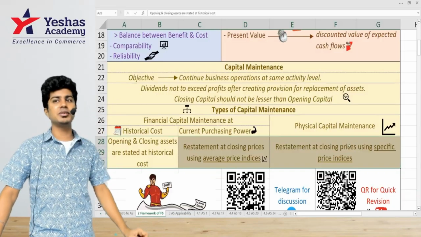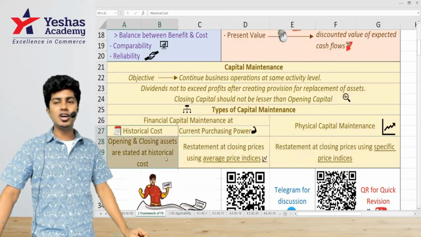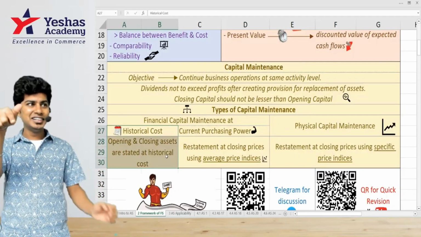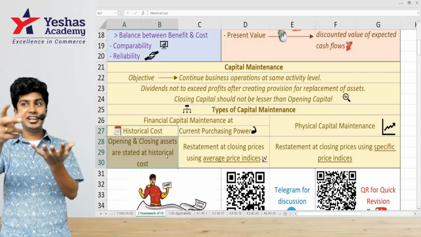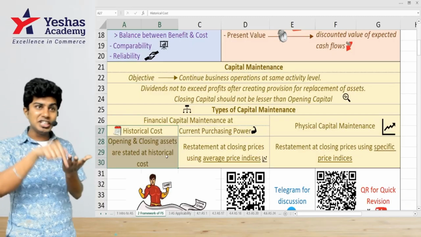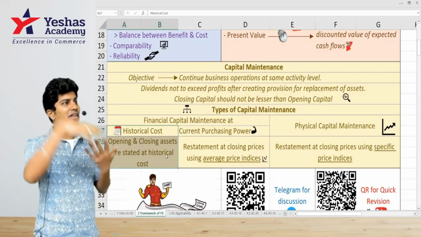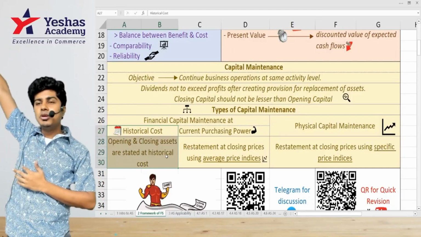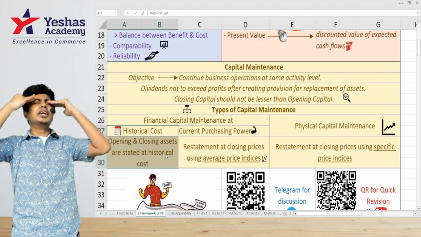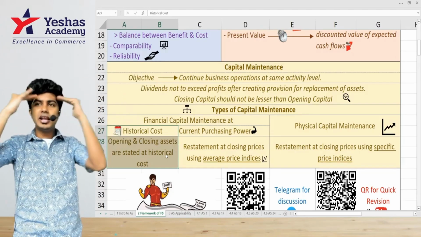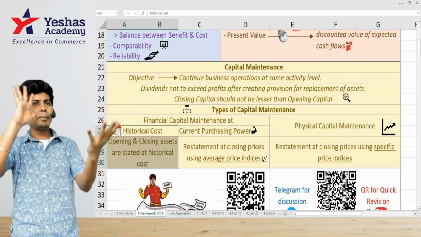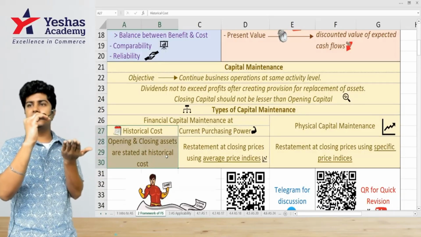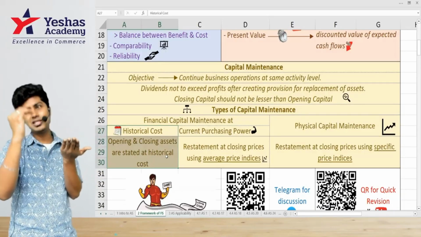Come back here, historical cost. I told you 10 rupees per kg we bought inventory last year. We bought 10,000 kgs at 10 rupees, it became 1 lakh. This year the price becomes 11, we don't care about inflation. Historical cost means what? Long ago, last year, how much was the price? 10 rupees. I am assuming that this year also the price will be 10. If I want to maintain the same level, how many kgs should I buy? 10,000 kgs.